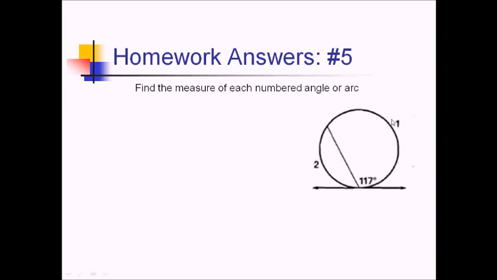For number 5, we're trying to find the measures of arcs 1 and 2. Arc 1 will be a little bit easier to find. We have this inscribed angle of 117 degrees. So arc 1 is going to be twice that, which means it's going to be 234 degrees. Arc 2 is just going to be 360 minus this other arc, so 360 minus 234, which comes out to 126 degrees.